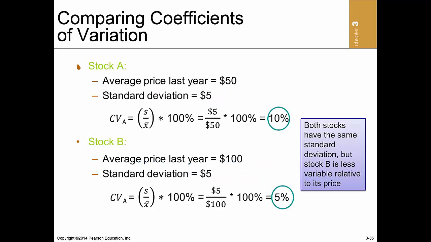We could also have a case where the standard deviation is the same, but the average stock price for a given portfolio is different. In this case, stock B is less variable relative to its price than stock A.